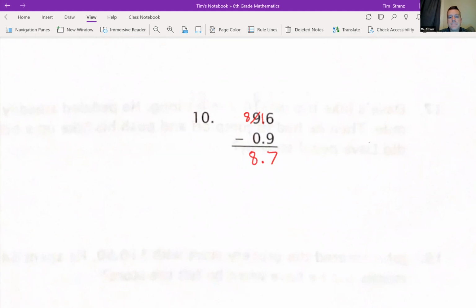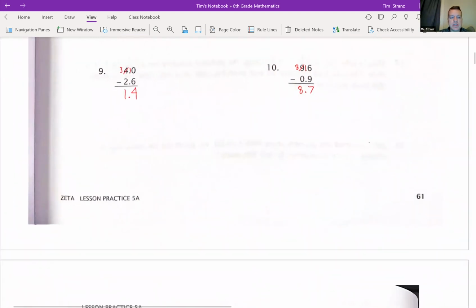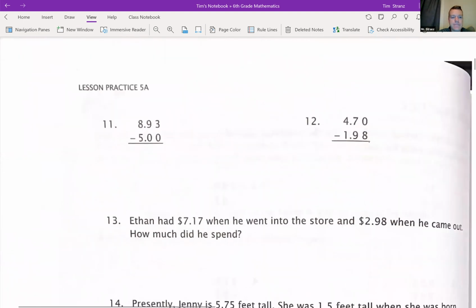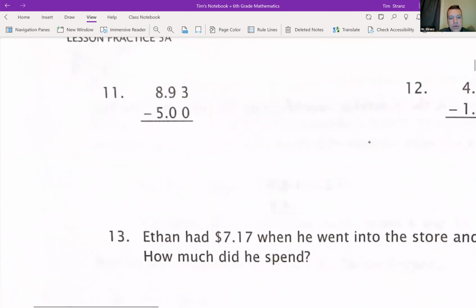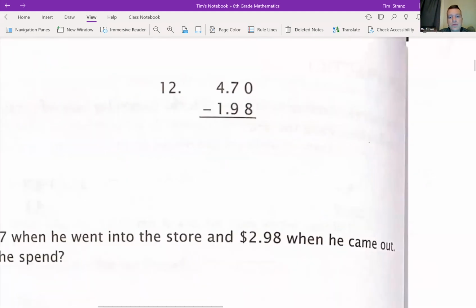8.7. Okay, going on to the next page, 62. Number 11. Okay, 3 minus 0, 3. 9 minus 0, 9. Decimal. 8 minus 5 is 3. Okay, number 12. Need to borrow here. That becomes a 6. 10 minus 8 is 2. Need to borrow from there. That becomes a 3. 16 minus 9 is 7. Decimal 2.